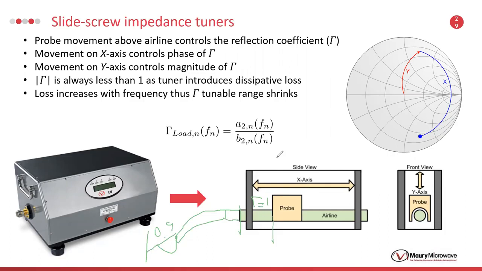Now, as we go higher in frequency, the losses go higher, and that's what reduces the gamma. So for the same tuner, if you go higher in frequency, the gamma that you will be reaching at the DUT reference plane will automatically be lower compared to lower frequency. And this is just because of the loss. This is just the physics of things, because the loss will be higher at higher frequency.